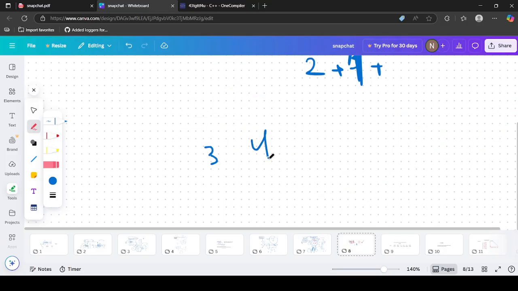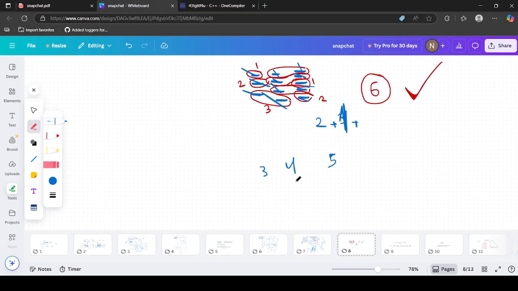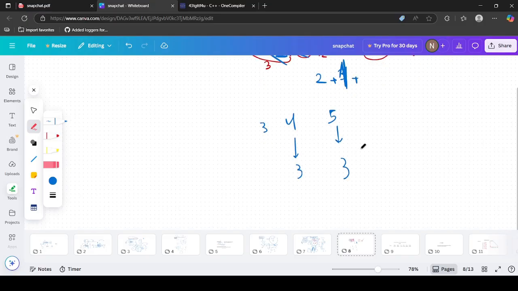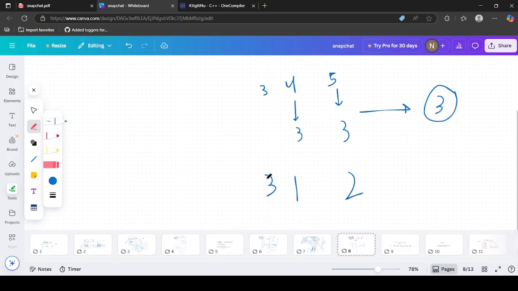So we have 3, 4, 5. We can pair 3 of this, and we can pair 3 of this. So now the answer is 3. And what are the things left? Here 3, here 1, and here 2. And now we can pair this one and this one. So we got 4.